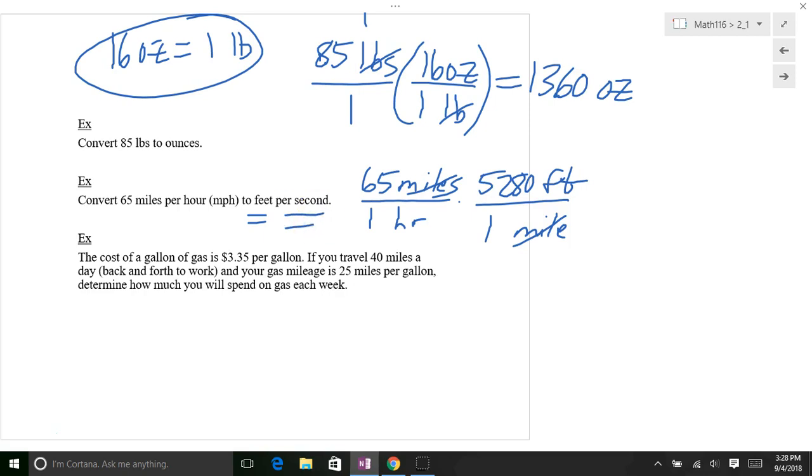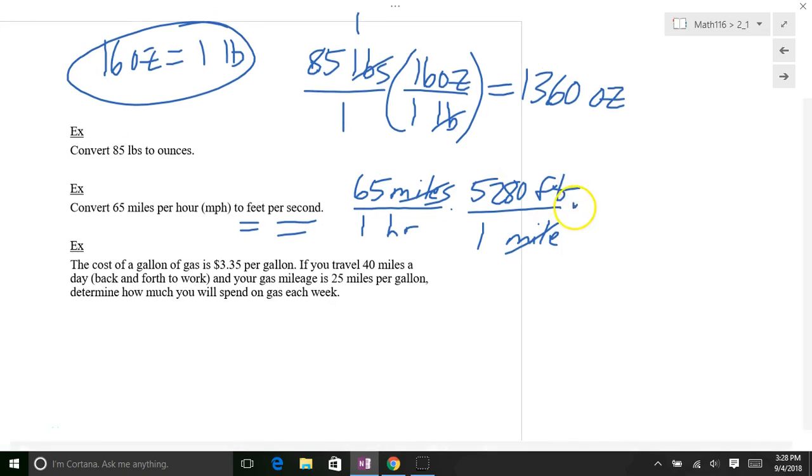So let's convert the hours to seconds. So I'm going to go to minutes first. For every hour, there's 60 minutes. Now the hours are gone.